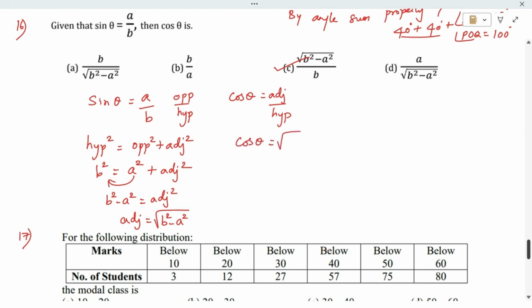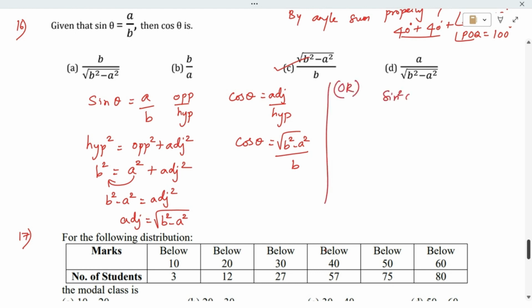Cos theta is equal to root of b square minus a square by b. So without the calculation, you can identify the hypotenuse is b, so there is no other option which has a denominator b, so it could be option C. There is another way of finding it using an identity.